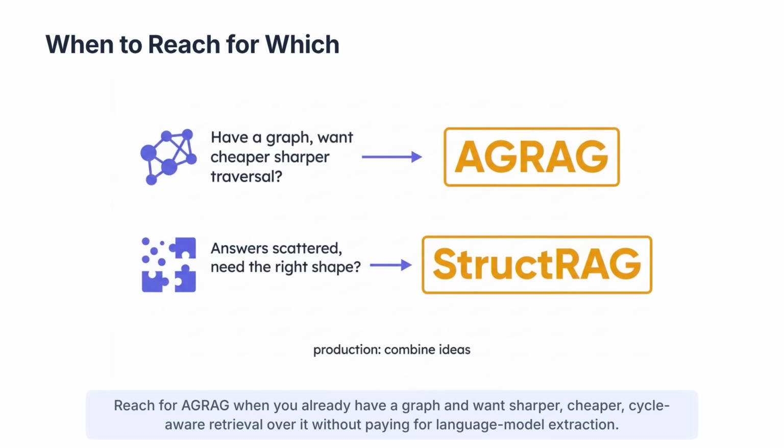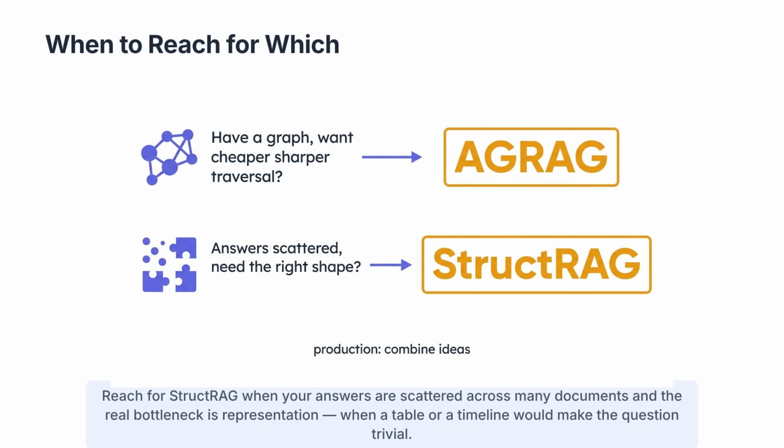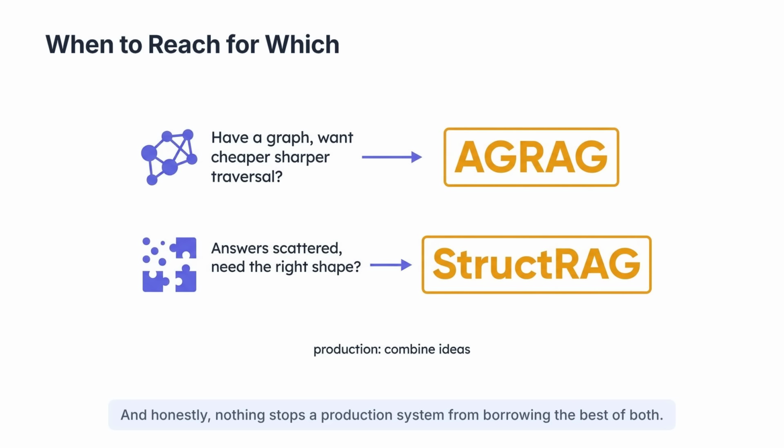So which do you grab? Reach for AGRAG when you already have a graph and want sharper, cheaper, cycle-aware retrieval over it without paying for language model extraction. Reach for StructRAG when your answers are scattered across many documents and the real bottleneck is representation, when a table or a timeline would make the question trivial. And honestly, nothing stops a production system from borrowing the best of both.